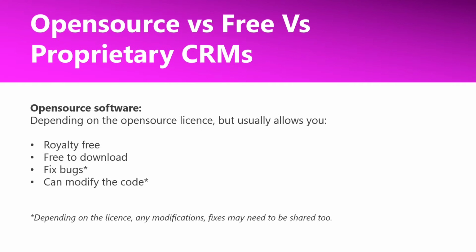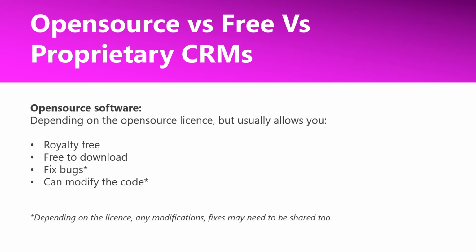There are three different licensing types: open source, free, and proprietary CRMs. An open source software, depending on the open source license, usually allows you to be royalty free. That means you don't pay any ongoing fees. You're free to download the source code. You can fix bugs and modify the code. Now, a little asterisk there, which basically means depending on the license, any modifications and fixes may need to be shared too.